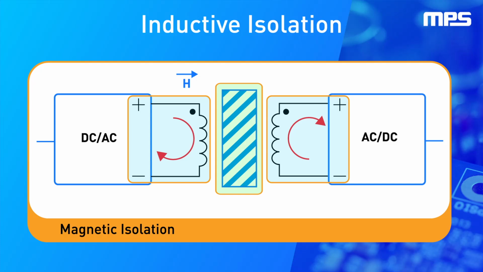In order to transfer power from the transformer's primary side to its secondary side, that power must be converted into an AC signal. The AC signal generates the magnetic field, which crosses the isolation barrier. At the output, the signal can be rectified to have a DC output.